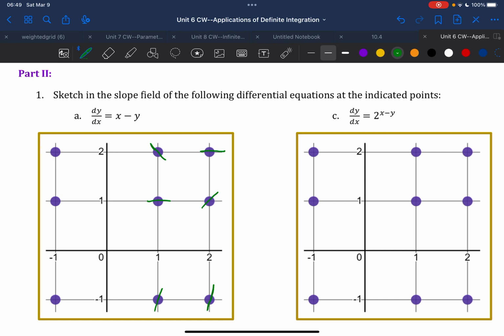And if I go to negative 1, 1, so negative 1 minus 1 is negative 2. Negative 1, 2, negative 1 minus 2 is negative 3, getting quite steep. And negative 1, negative 1, negative 1 minus negative 1, the slope is 0.